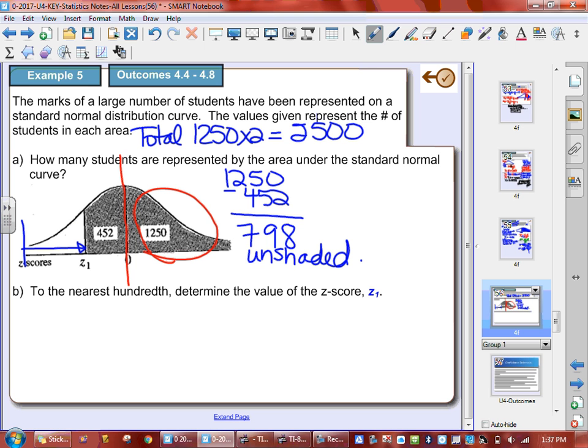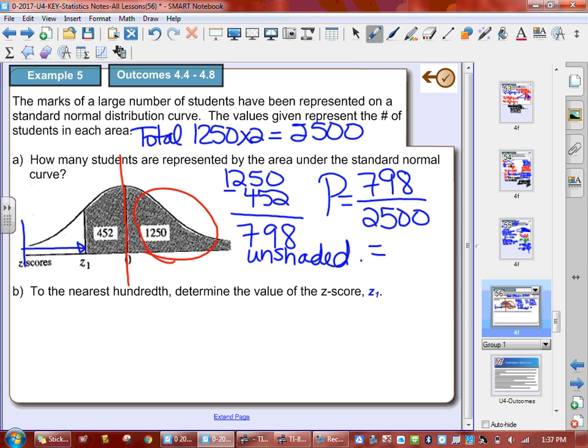And again, we want 4 decimal places when we do that. So we're all going to now divide 798 by 2500, and we're going to get 0.3192. So roughly 32% of the data is over there. So now we need the z-score number for that. That's the whole thing it's asking us for. Letter B wants the z-score number.